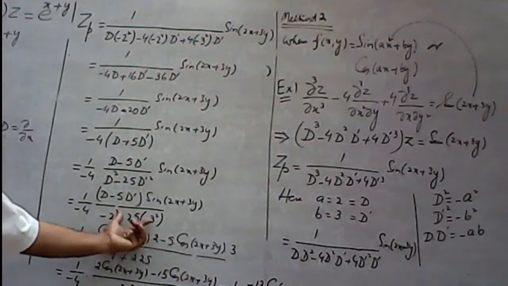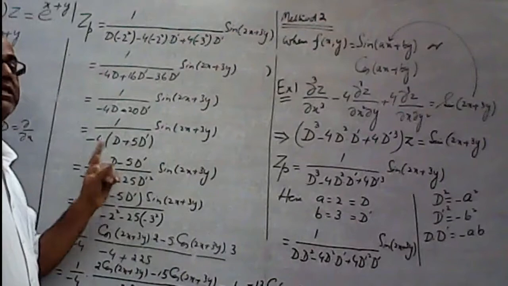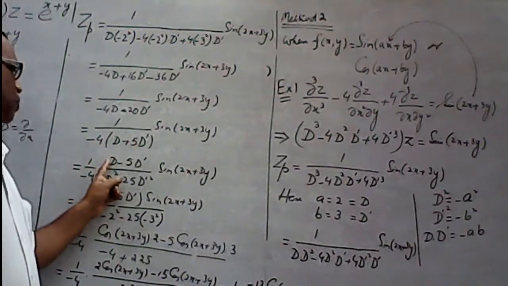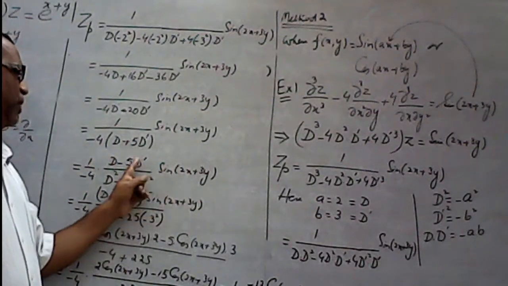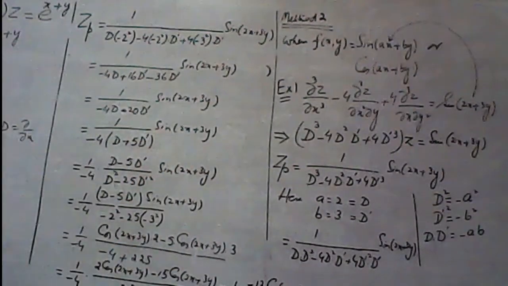So in denominator we substituted these values. But in numerator, D means derivative with respect to x, so I applied derivative with respect to x, and D dash means derivative with respect to y. So I applied this in this way. So this is the way to solve the example by utilizing method number 2.